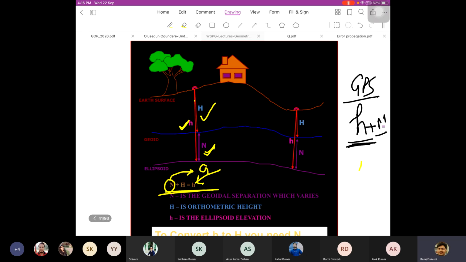Okay, any questions on this? Sir, a few countries do not have a mean sea level or coastal line. Then how do they calculate the local heights? Some of the countries do not have a coastal line, sir, and they are not measuring mean sea level. Then how do they calculate local height?